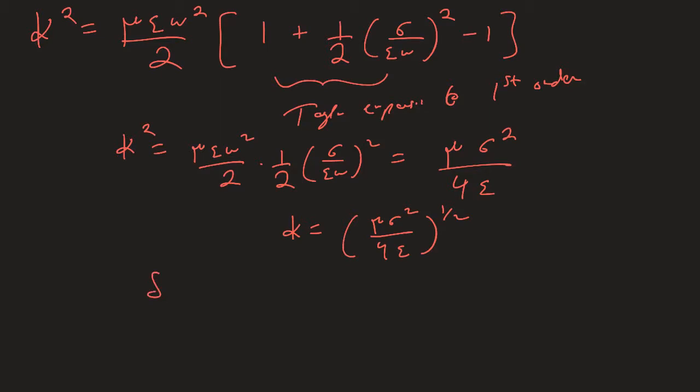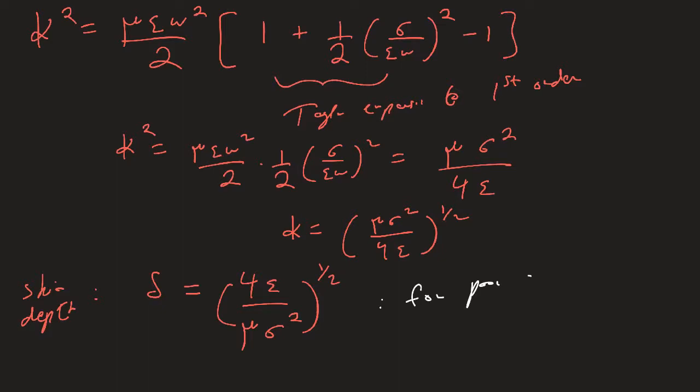So the skin depth becomes equal to 4 epsilon over mu sigma squared, and of course there's a square root over here, right? So this is the expression for the skin depth for poor conductors when the conductivity is less than epsilon omega.